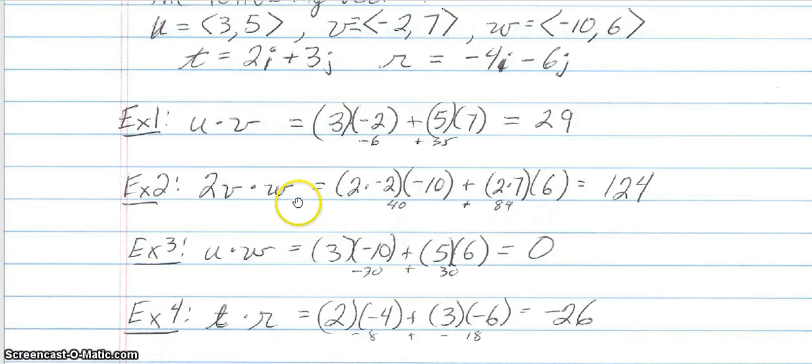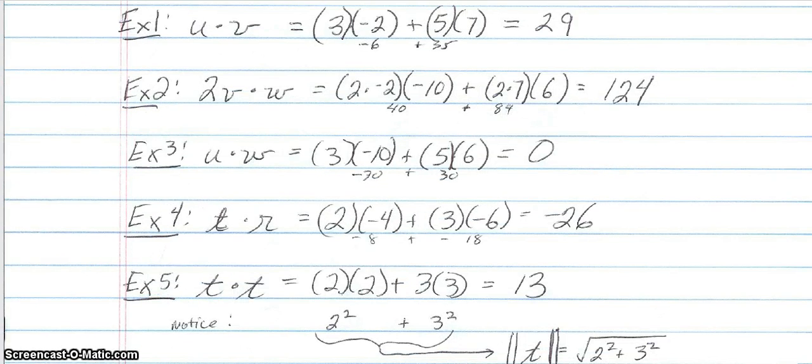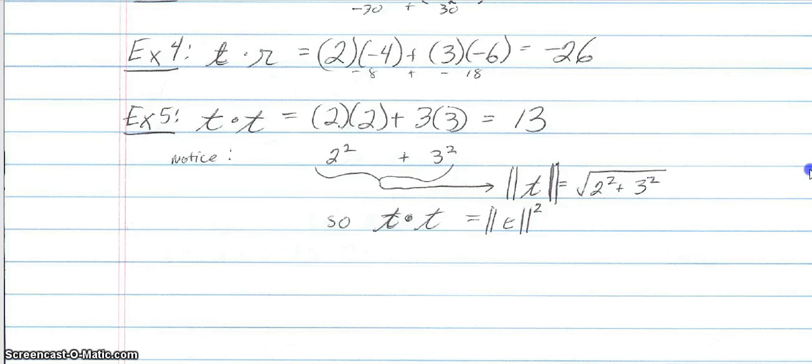So how about 2v, the dot product of 2v and w? Well, it's 2 times the horizontal for v times the horizontal for w, plus 2 times the vertical for v times the vertical for w. Add them up, as you can see down here. And as we go along, we can do that. Notice we get positives, we get zeros, we get negatives.